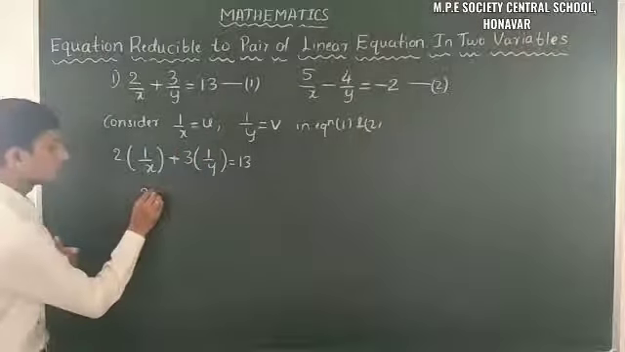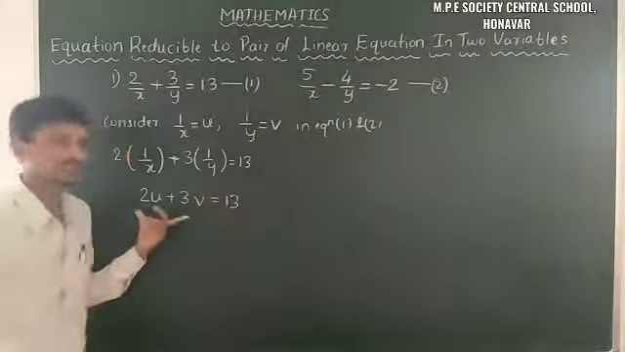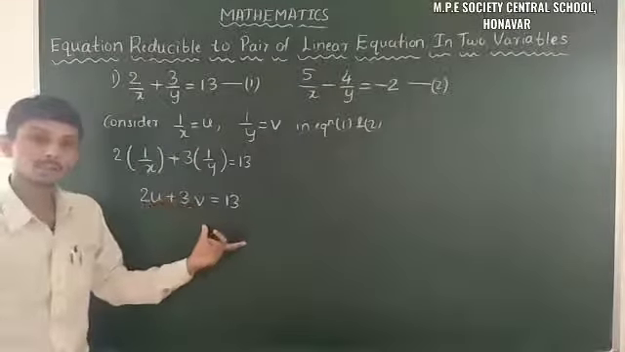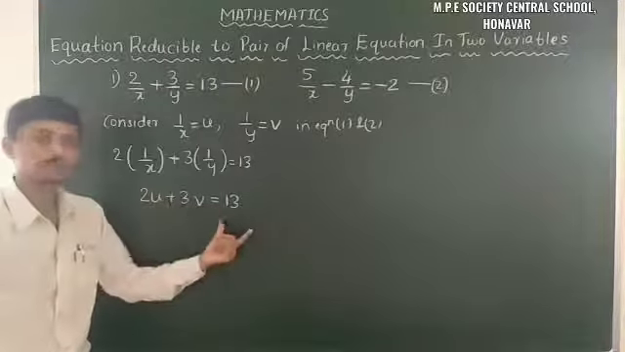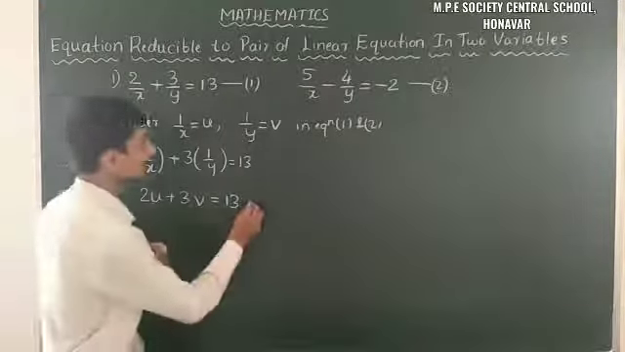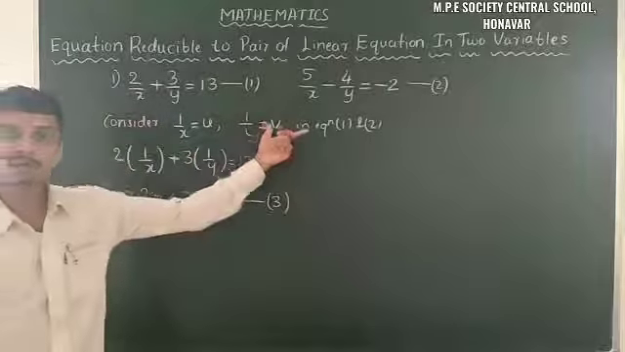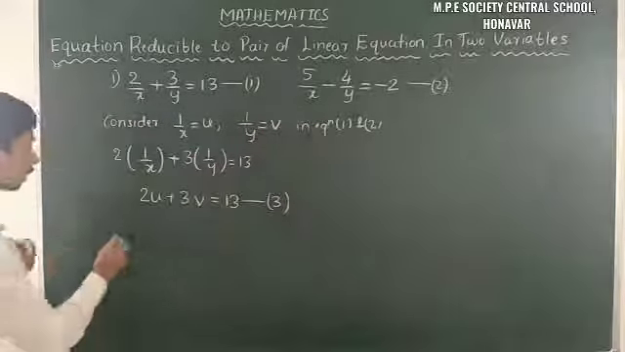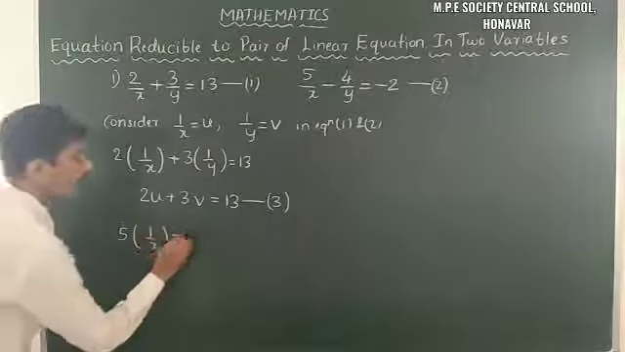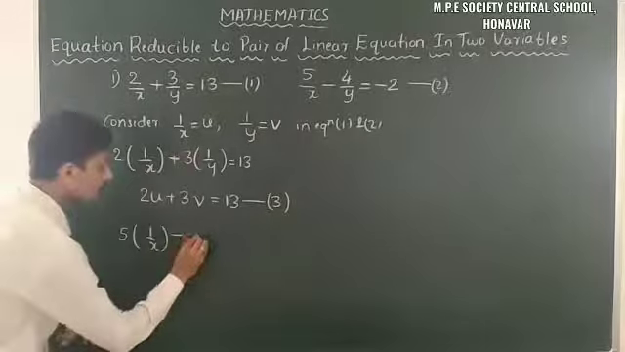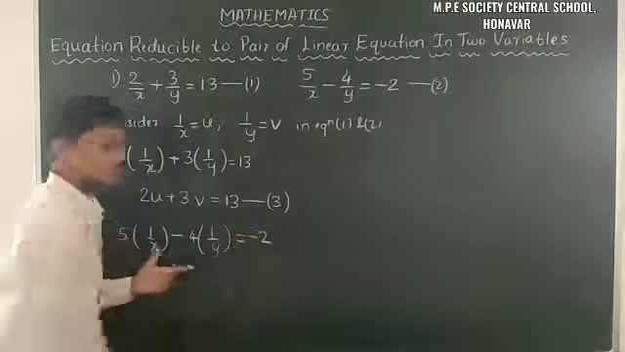What happens here? 2u plus 3v is equal to 30. It is in the standard form of a linear equation in two variables, that is ax plus by is equal to c. I will take this as equation number 3. Then coming to equation number 2, how can we write that? 5 into 1 by x minus 4 into 1 by y is equal to minus 2.